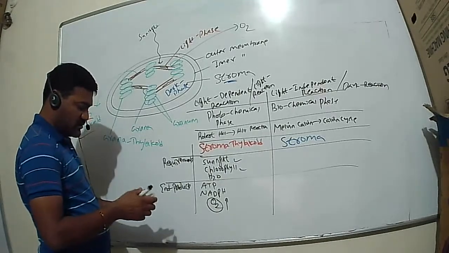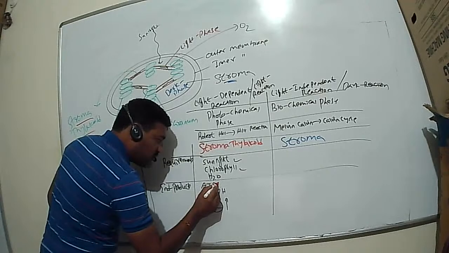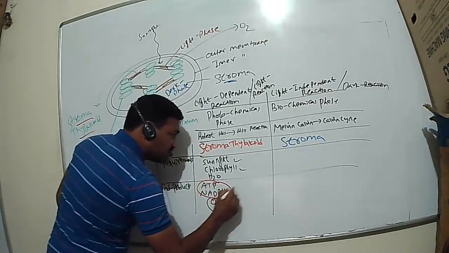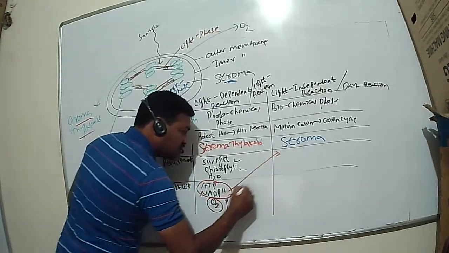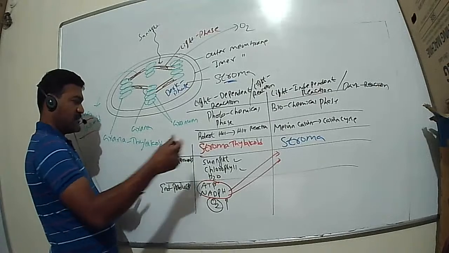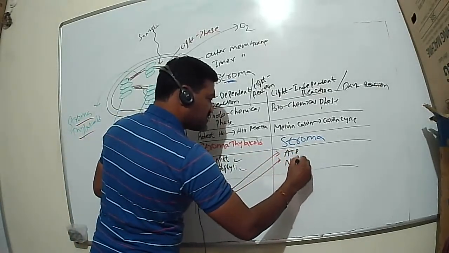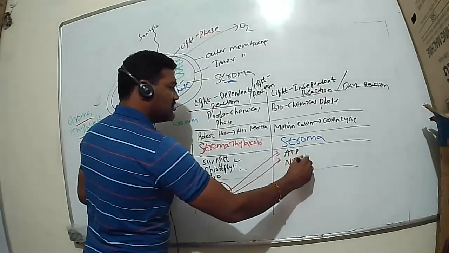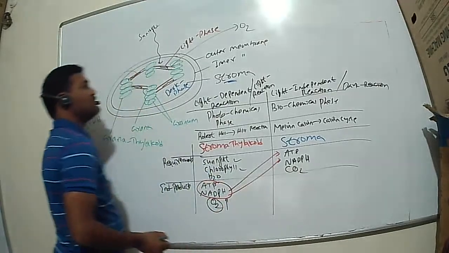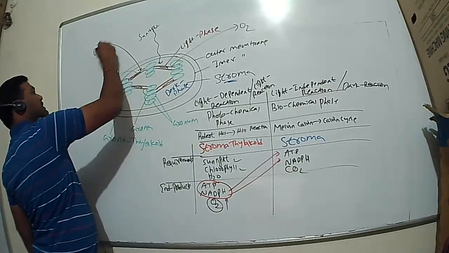Please listen very carefully. The products formed in light reaction, which are the ATP and NADPH, are used here in the dark reaction. The ATP formed here and also the NADPH are used in the dark reaction along with CO2 from outside. So CO2 from outside goes into the stroma.